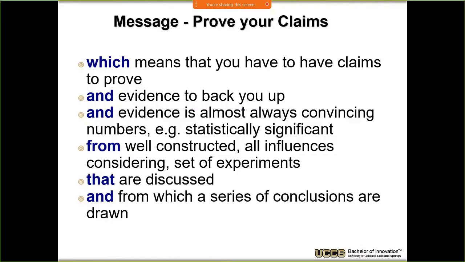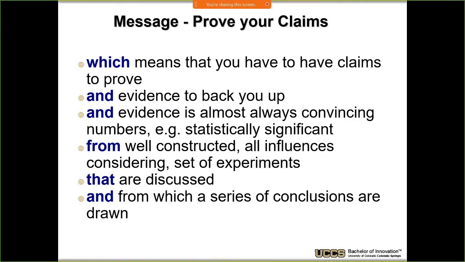Okay, so the goal of experimentation in computer science is all about trying to prove your claims. So in your paper, in your research, you have some claims. First of all, that means you have to actually have some claims to prove. If you don't know what your paper is trying to prove, you're probably not going to get there. You're going to have some evidence to back you up.